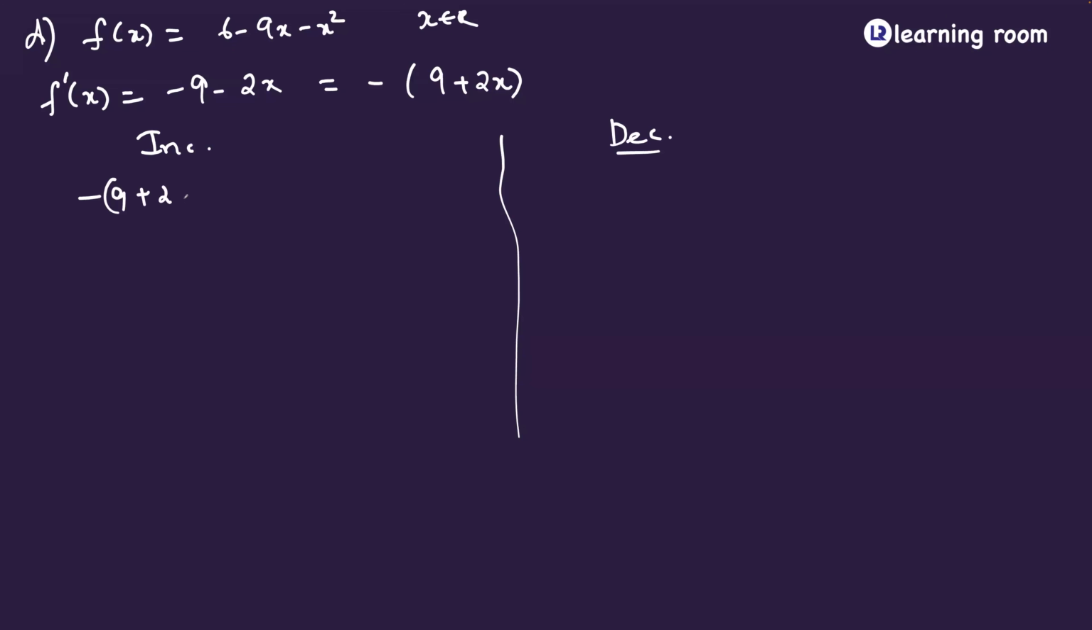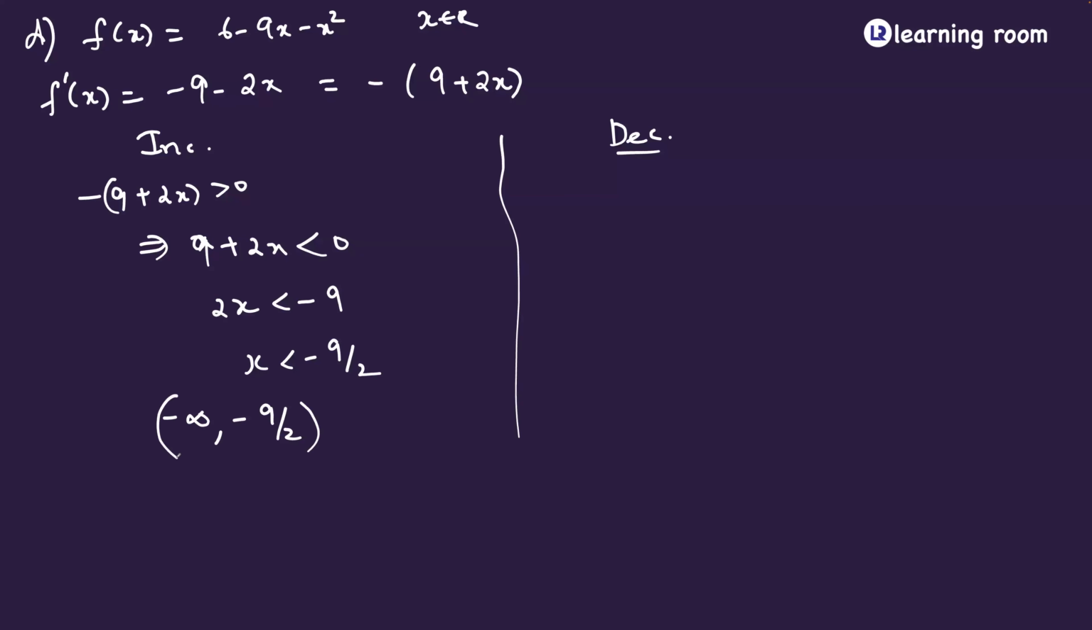So for increasing, what should I write? Minus of 9 plus 2x is greater than 0, which implies 9 plus 2x is, Vaishnavi, tell me. So what is the value of x? So 2x will be less than minus 9. X will be minus 9 by 2, meaning from minus infinity to minus 9 by 2. This is increasing function. So from the domain, remove this. So exactly the opposite, what should happen? It should be decreasing, right?